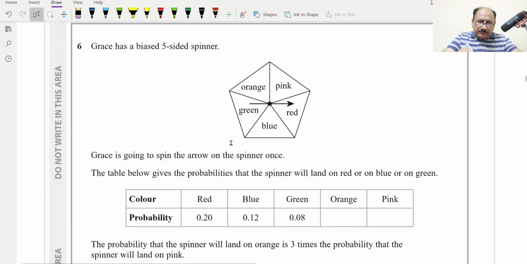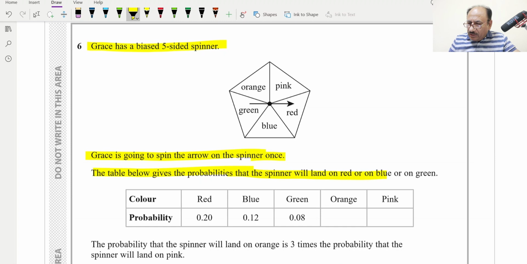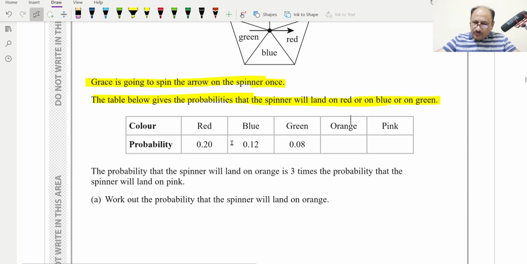Question number 6. Grace has a biased 5-sided spinner. This is the 5-sided spinner provided. Grace is going to spin the arrow on the spinner once. The table below gives the probabilities that the spinner will land on red or blue or on green, and this table is provided. Two values are blank and the rest of the values are provided over here.